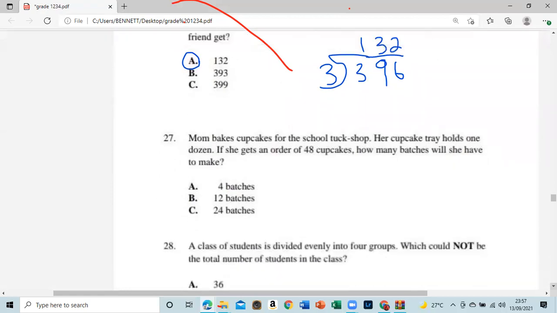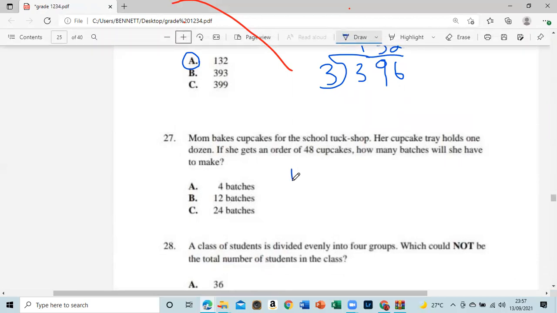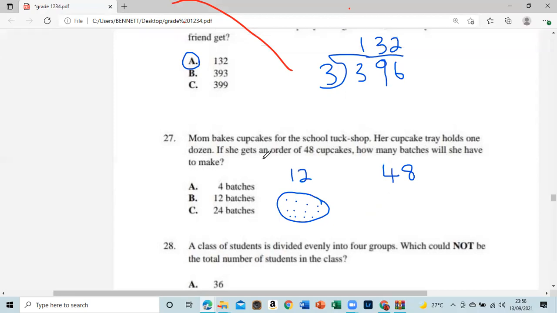Mom bakes cupcakes for the school tuck shop, where a cupcake tray holds 1 dozen. If she gets an order for 48 cupcakes, how many batches will she have to make? A dozen means 12, right? So this is saying how many sets of 12 give you a total of 48. How many times do you add 12 to itself? One batch is 12, and then you add 12 more, and so on, so it would be 4 batches.